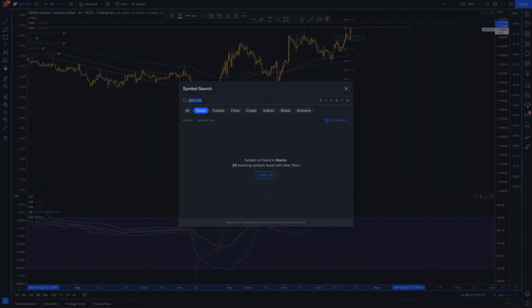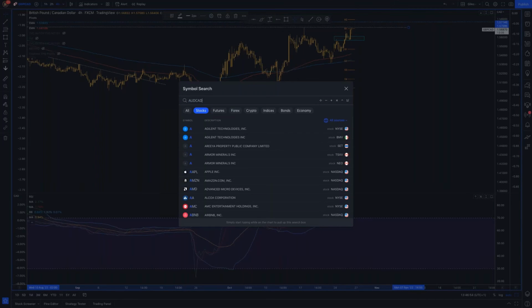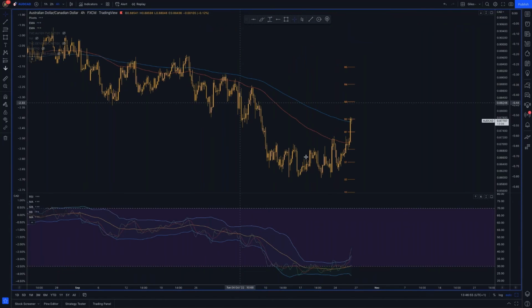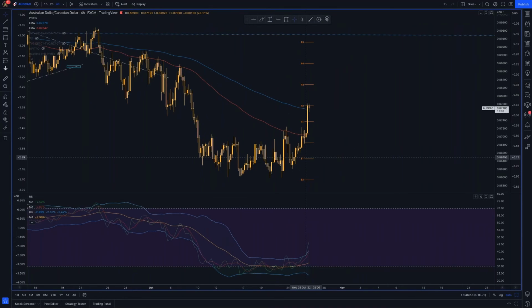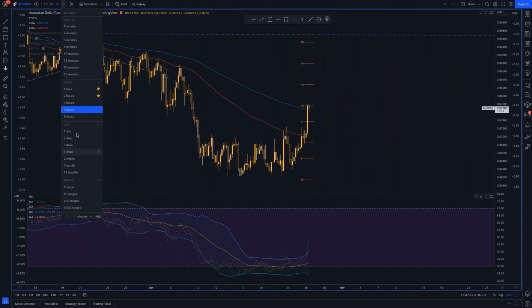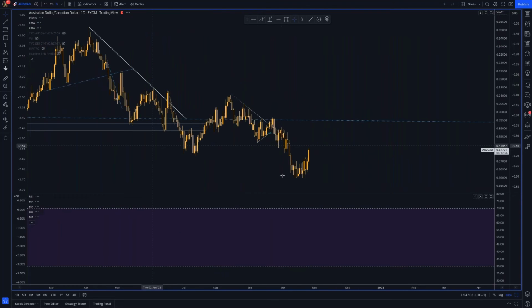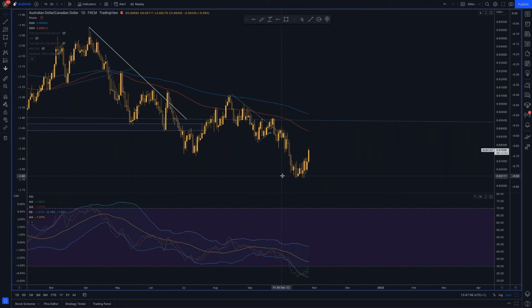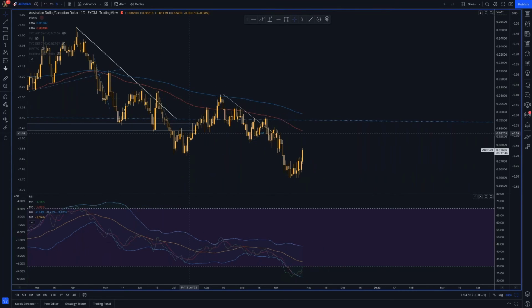For the Aussie CAD, again, that is tracking higher, which is what you'd expect with the changing outlooks. What you'd look for here is, let's have a look. We are just into this overhead resistance. That makes it a lot easier.